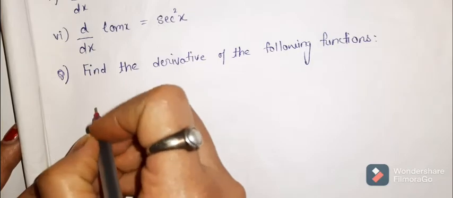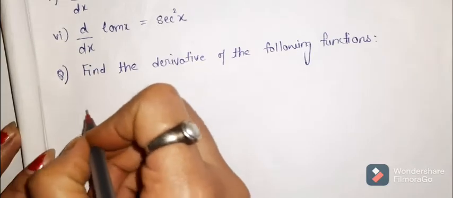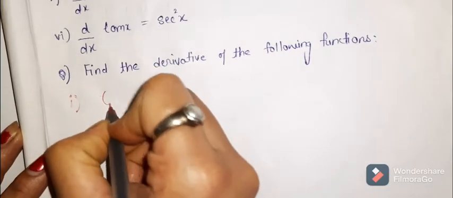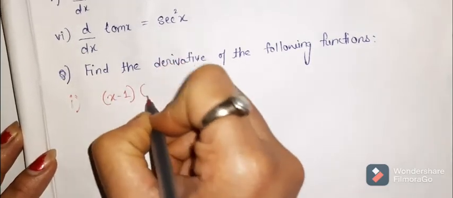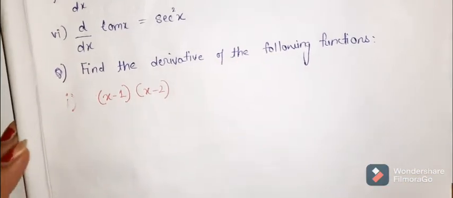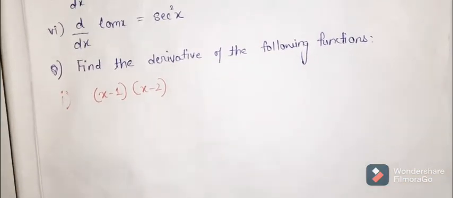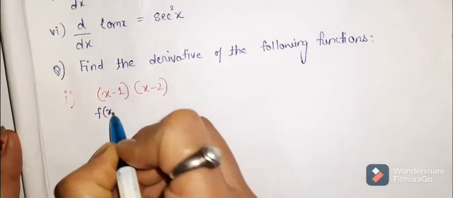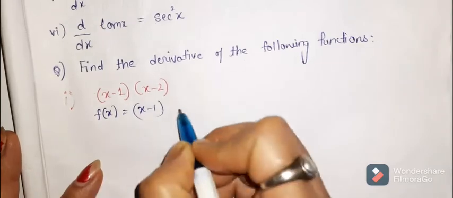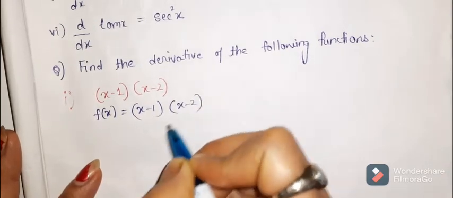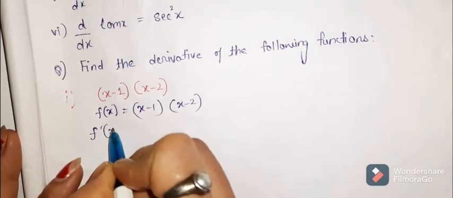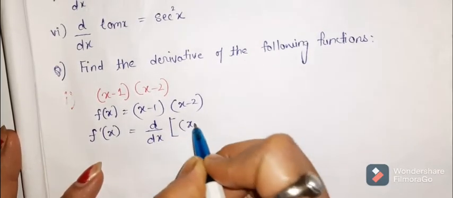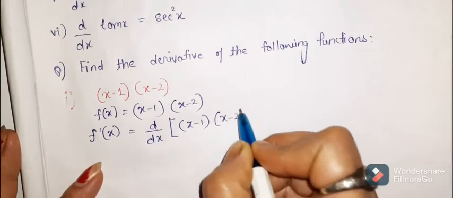Okay, suppose you have the question x minus 1 into x minus 2. You have to find this derivative. Means what you have to find out? Your function f of x is x minus 1 and x minus 2, so you have to find f dash of x. F dash of x means d dx of x minus 1 into x minus 2.